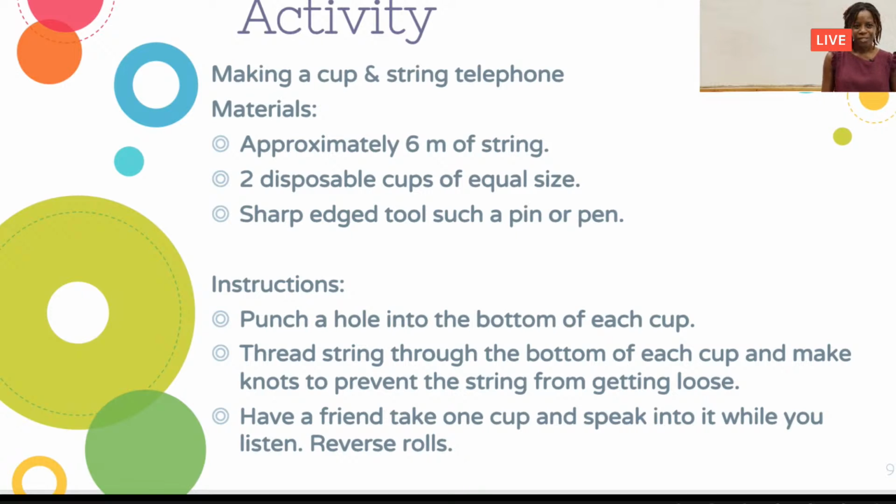Now the activity for today's lesson, because no physics lesson should go without an activity. So we're going to make a cup and string telephone. Now some of us would have done this activity when we were younger. Maybe you went to summer school or camp and they would have done this activity. For those of you who haven't, I'll introduce the basics first. And for those of us who think we're too old for this, don't worry, I will step it up a notch once I've got the basics out of the way.